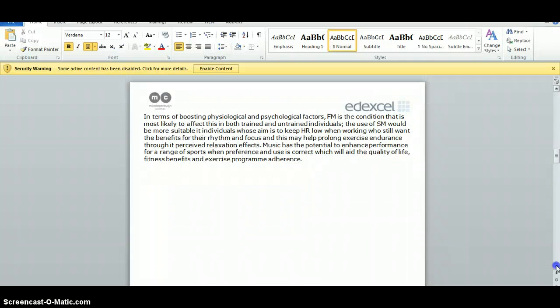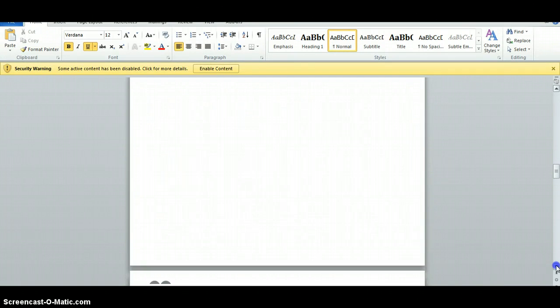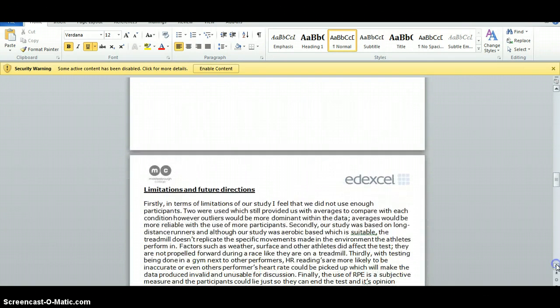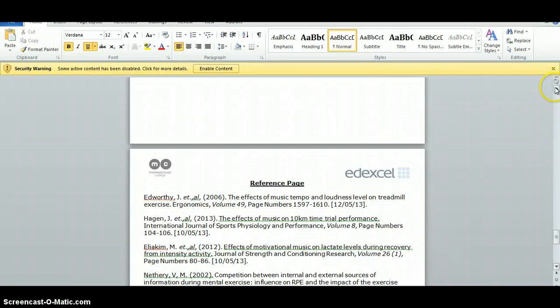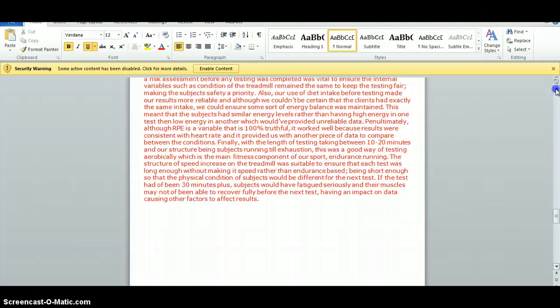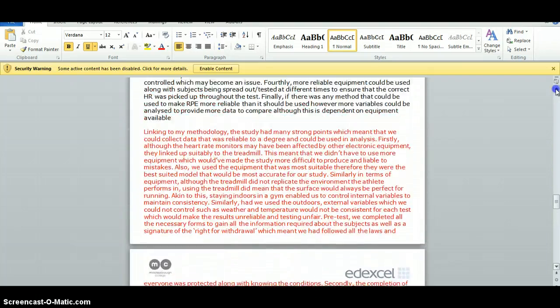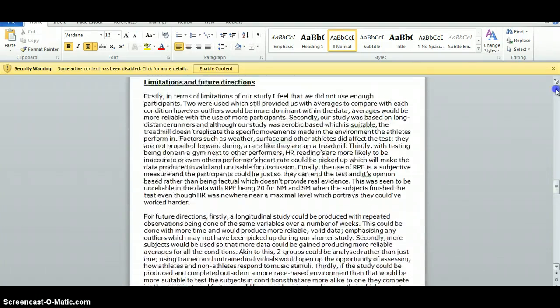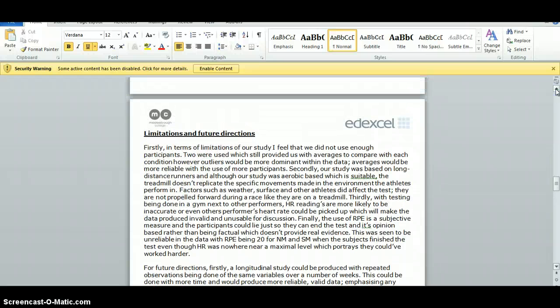Now, ideally, we should have a limitation section, which is what we've got here at the bottom. Go back up. Too far. So in this piece of work here, we have the recommendations: limitations, future directions. So this is what I expect you to finish with in your discussion. So everything that was a strength of your study, the limitations of your study.